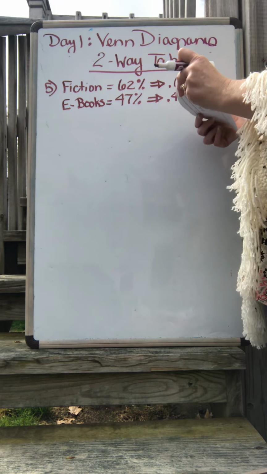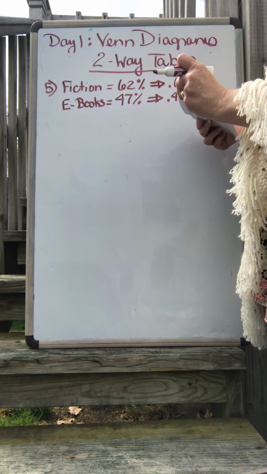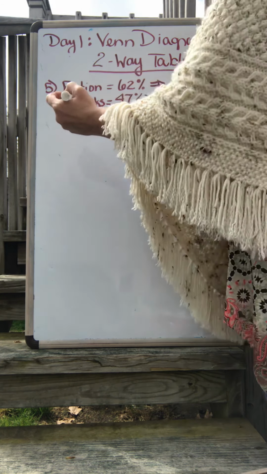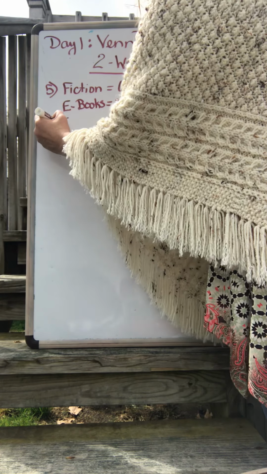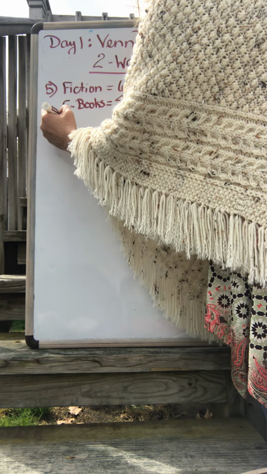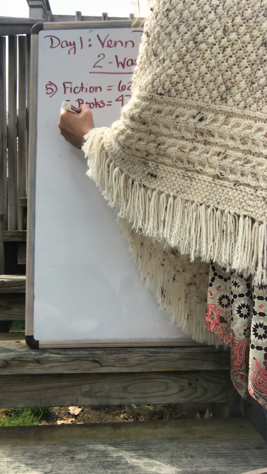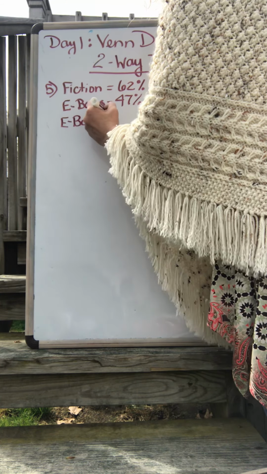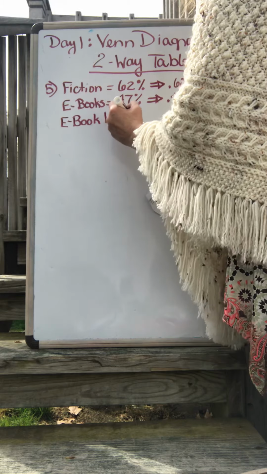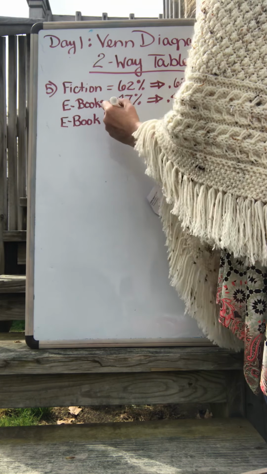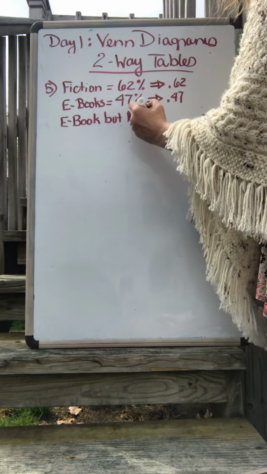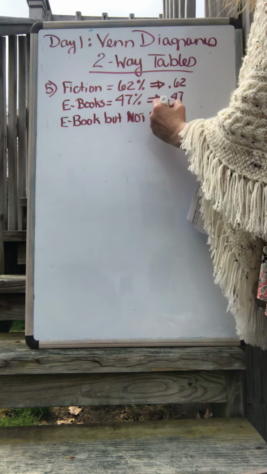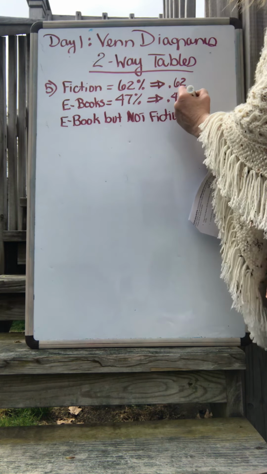And 14% are available as an ebook, but are not works of fiction. So now I have an overlap. I have an ebook but not a work of fiction. And that was 14%.